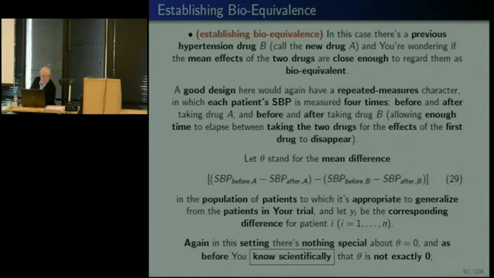Again, in this setting, there's nothing special about theta exactly equal to 0. And as before, you know scientifically that theta is not exactly 0. For bioequivalence, as long as the average effect of each drug differs from the average effect of the other one by no more than blah blah, where blah blah is certainly not 0, you would say they're pretty much bioequivalent. And so again, you have to pick a practical significance threshold, but it will probably be a smaller number now.